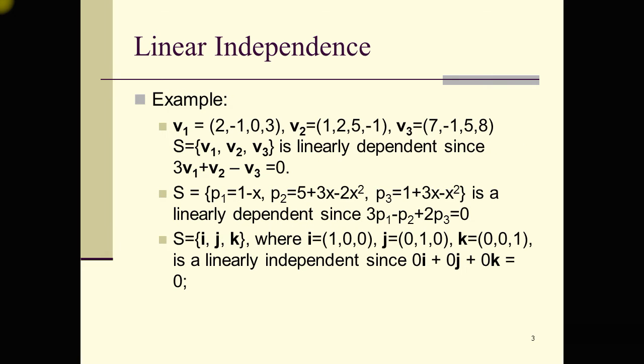Now for example, you see over here, this is the vector v1 equal to 2, minus 1, 0, 3, v2 is equal to 1, 2, 5, minus 1, and v3 is equal to 7, minus 1, 5, 8. So in this case we have a set of three vectors v1, v2 and v3, and these vectors are linear dependent, since 3v1 plus v2 minus v3 is equal to 0. How can we find the scalars k1, k2 and k3? The k1 value is 3, the k2 value is 1 and the k3 value is minus 1.